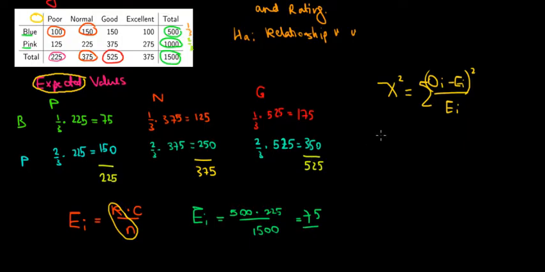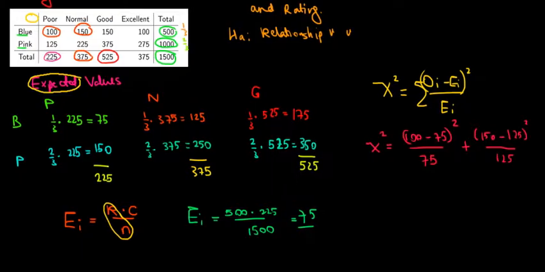Let's have a look. The chi-square statistic equals, let's go for the first cell. The observed value is 100, so we have 100 minus the expected value for a blue package with a poor rating, which is 75, so minus 75 to the power of 2 divided by 75, the expected value from here. And we do that for the second cell. 150 is the observed value, so that would be 150 minus the expected value of 125, to the power 2 divided by 125.